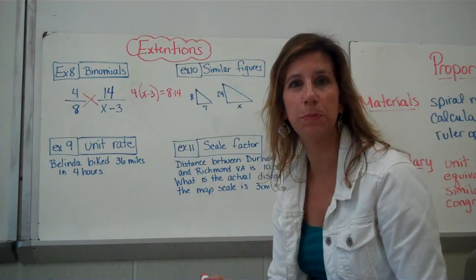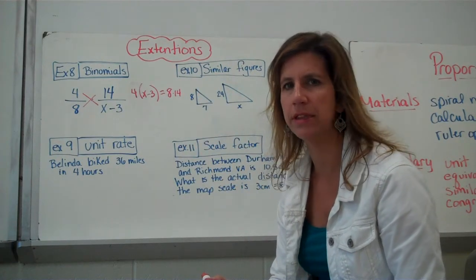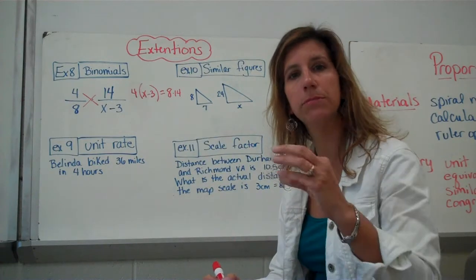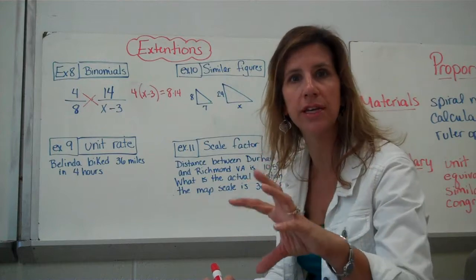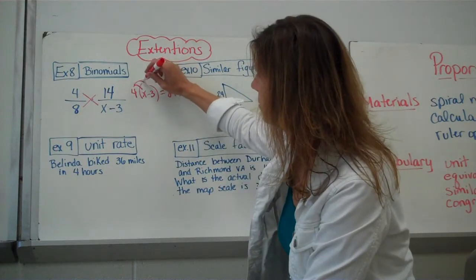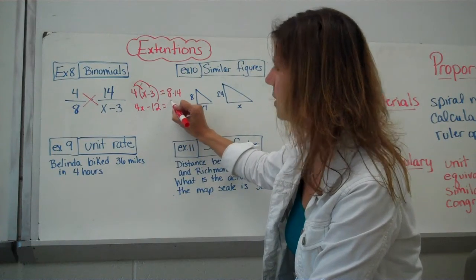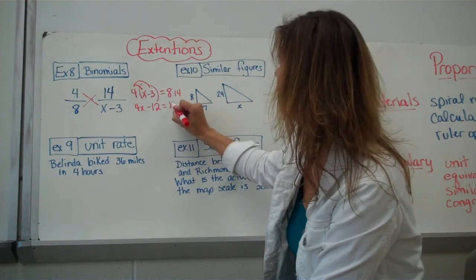What's really important is those parentheses. A lot of people forget the parentheses and they just put 4x minus 3. That's not the same thing. You have to multiply the 4 times the entire expression. So we have to do some distribution. Watch those negatives. 8 times 14, 112.